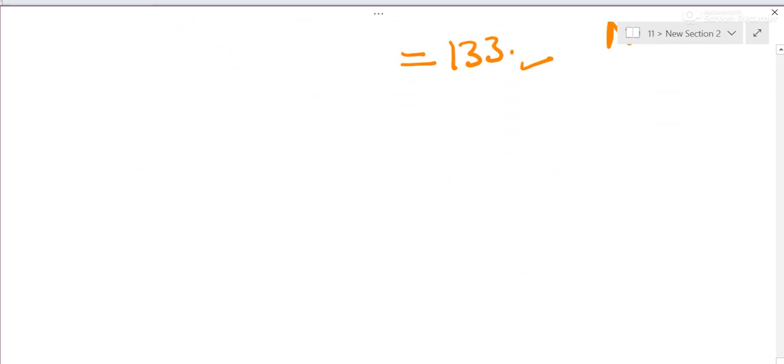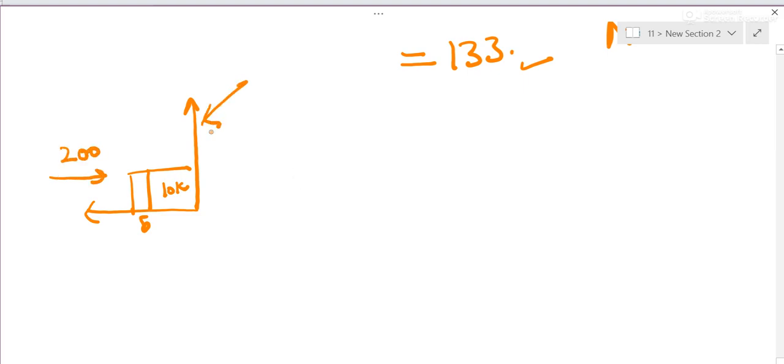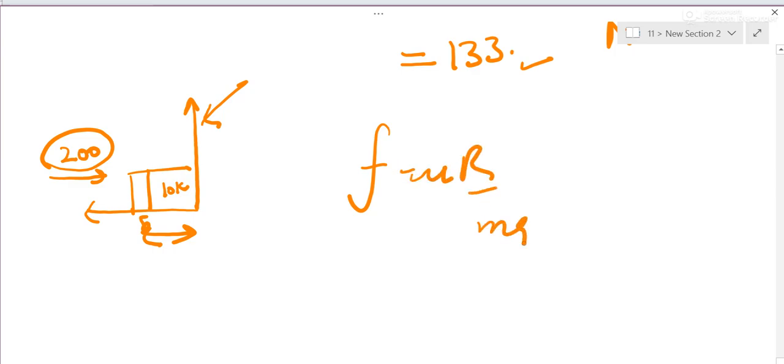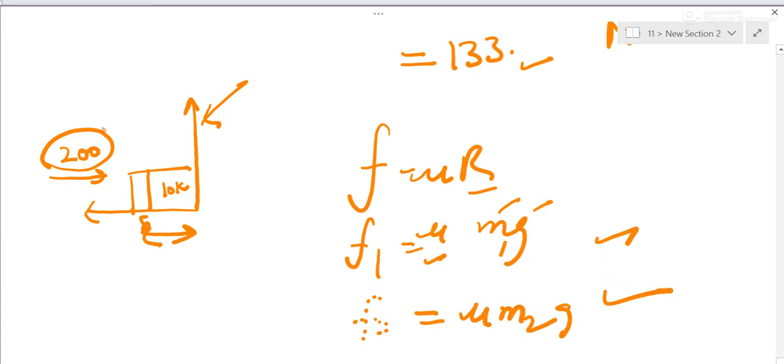Try and understand this question in brief. Two bodies were there of mass 5 kg and 10 kg, and a force of 200 Newton was applied. So what is the net force on the partition? 200 minus friction of both. Friction is found like this, mu R, and R is found as mg. Find out friction of first, mu m1 g, and friction of second, mu m2 g. Add up both the frictions and subtract from 200. That is the first part.